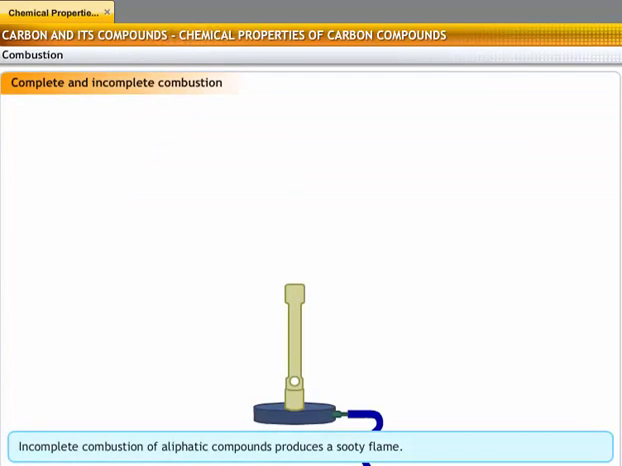The process of combustion can be classified as complete and incomplete combustion. Let's try to understand this concept better through an experiment. Take a Bunsen burner and light it, keeping the air hole completely open. You will see that the gas in the burner burns with a blue or non-sooty flame.